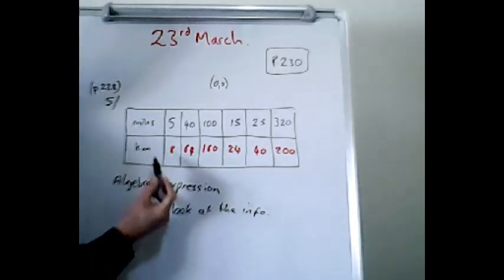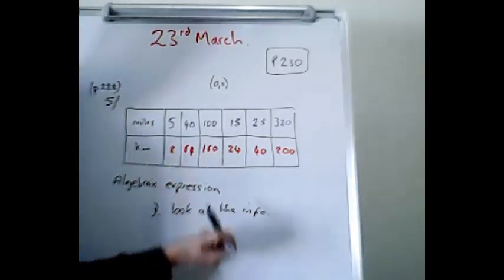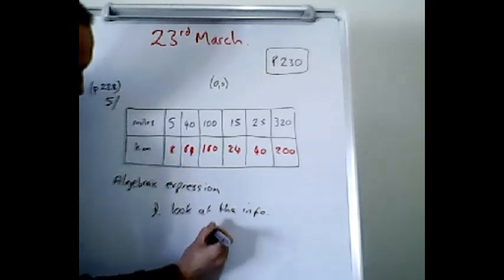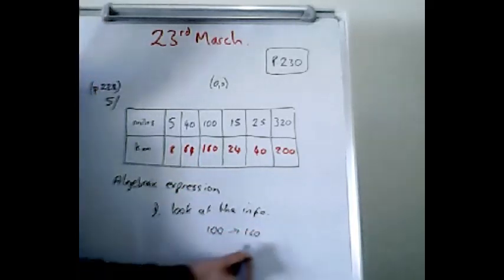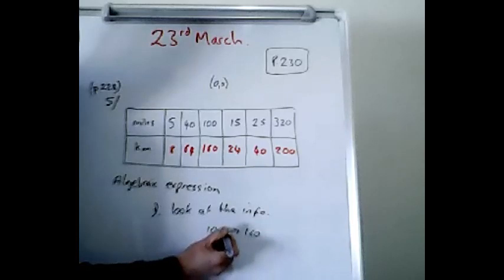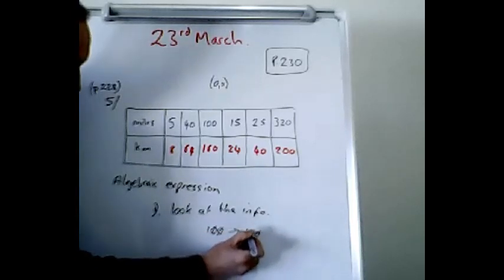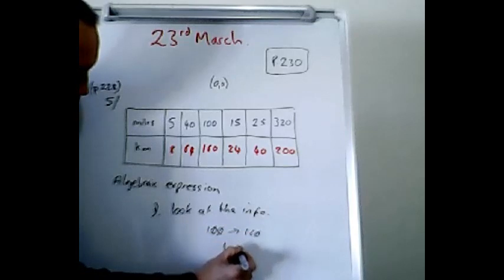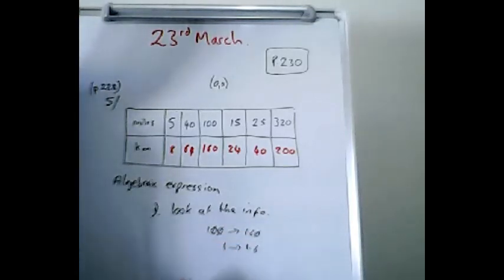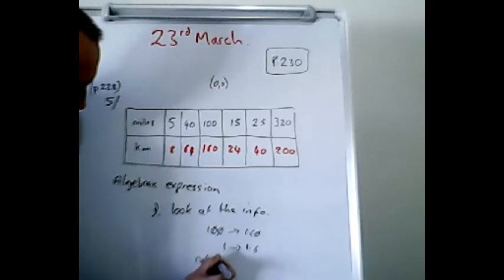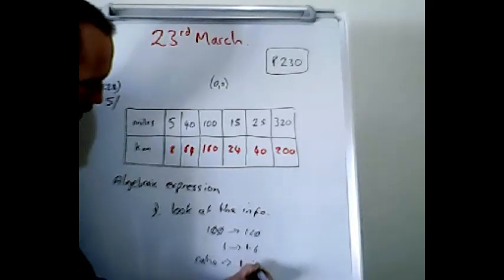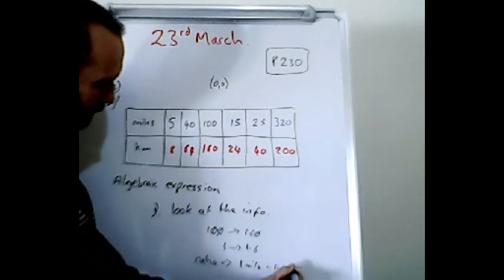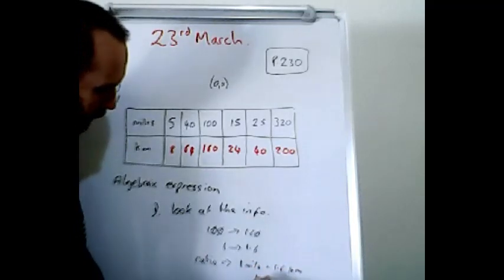Now here you can see, the easiest one to look at obviously is 100 and 160. So if 100 gives 160, we can divide both of these down by 100, yes? So we get 1 gives 1.6. So the ratio therefore is 1 mile equals 1.6 kilometers. 1 to 1.6, yeah?